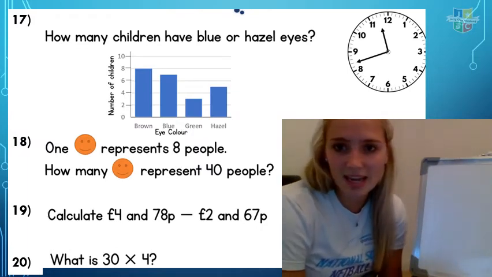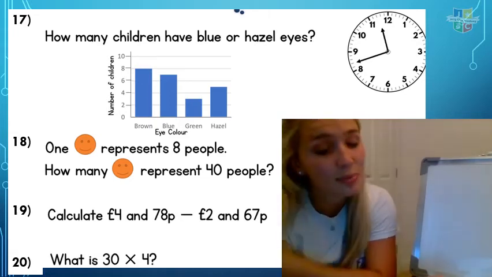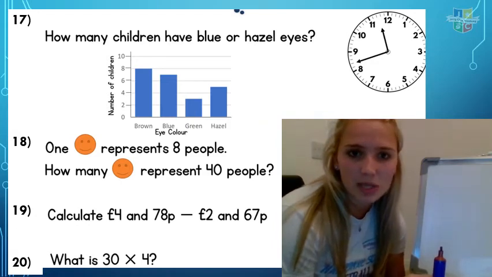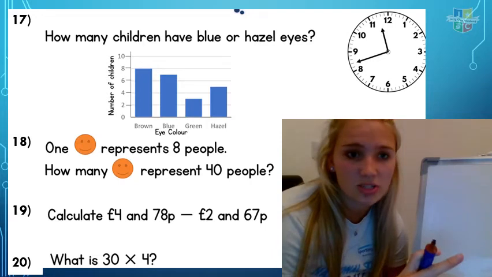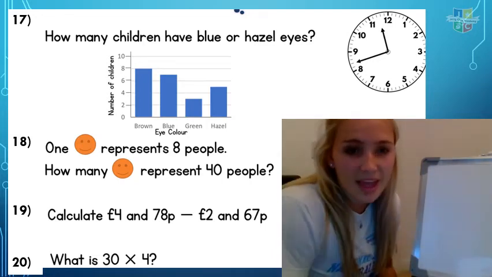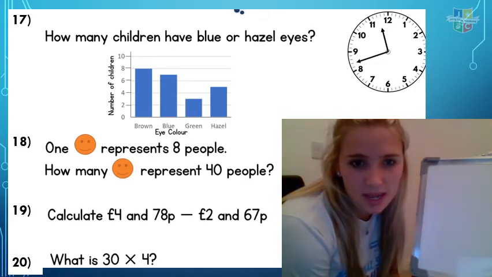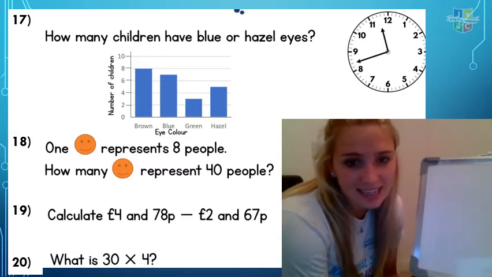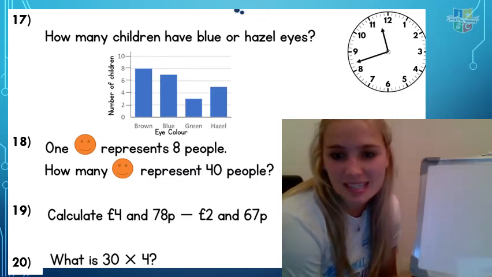So this time you're saying the analog clock and as a digital as well. This one is a little bit more challenging, so please have a look at this one. Then for number 17, you're saying how many children have blue or hazel eyes. You could work out how many each child has got, and then make sure you read the question carefully. Then if one smiley face represents 8 people, how many smiley faces would need to represent 40 people? Then you're calculating £4.78 take away £2.67, and finally 30 times 4.